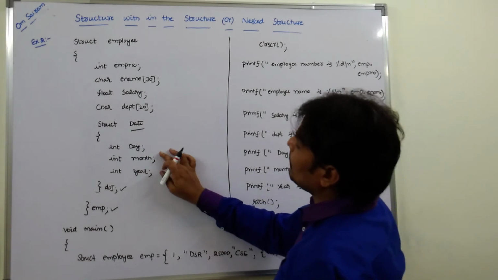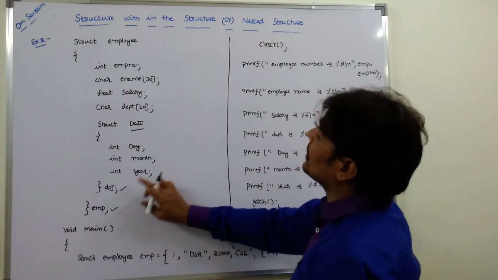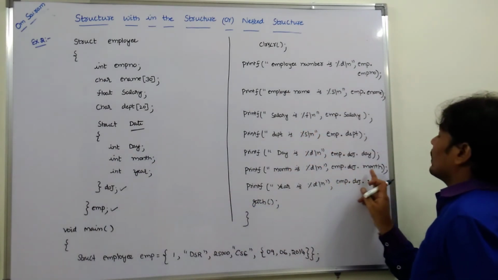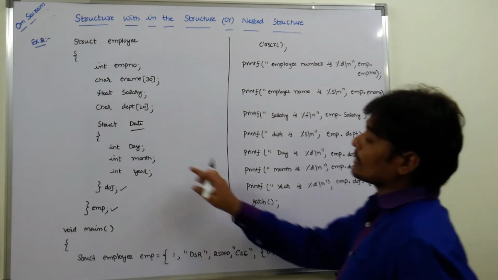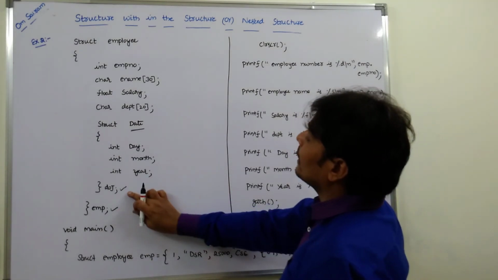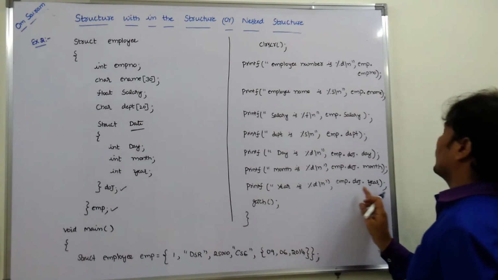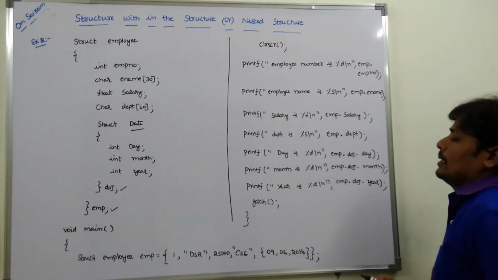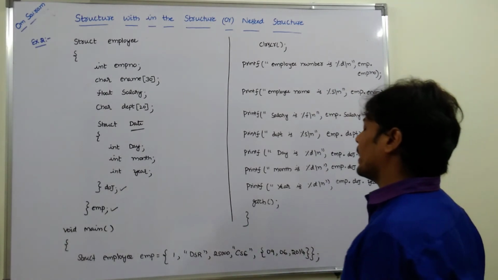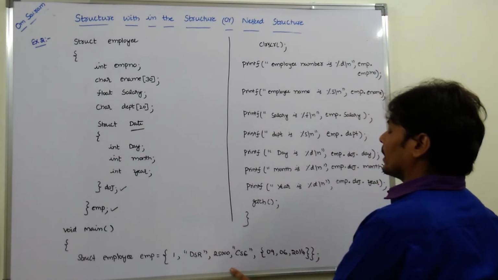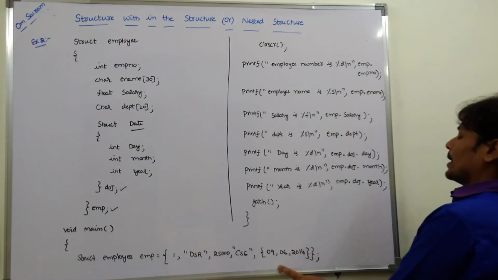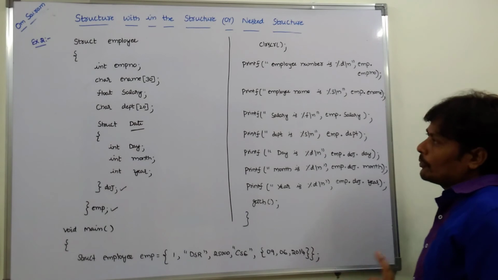Next, how to access the month? emp dot doj dot month. How to access the year? emp dot doj dot year. So in this, the output is 1 DSR 25,000 CSC 09 06 2014.